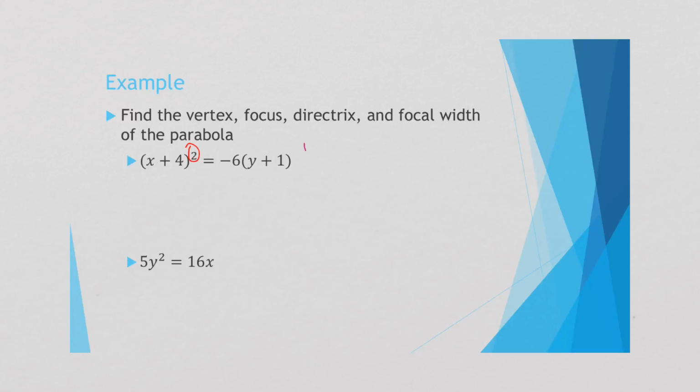So the first thing to find the vertex, I look at my formula. H is being subtracted from x, k is being subtracted from y, which tells me that's the opposite of what I see. So the vertex for this problem is -4, -1.